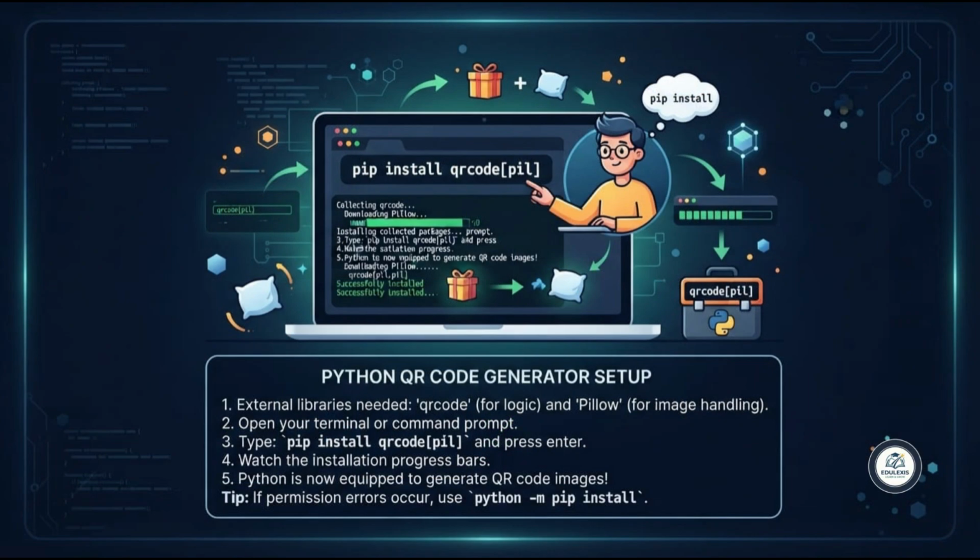To make our QR code generator, we need an external library named qrcode along with Pillow, which handles image processing. Open up your terminal or command prompt and type pip install qrcode pil. Press enter. You will see installation progress bars. Once finished, Python is fully equipped to generate images. If you encounter any permission errors, remember to use python -m pip install.